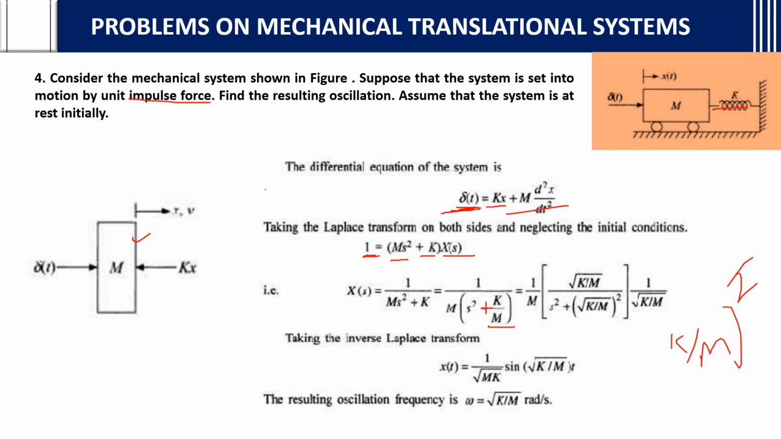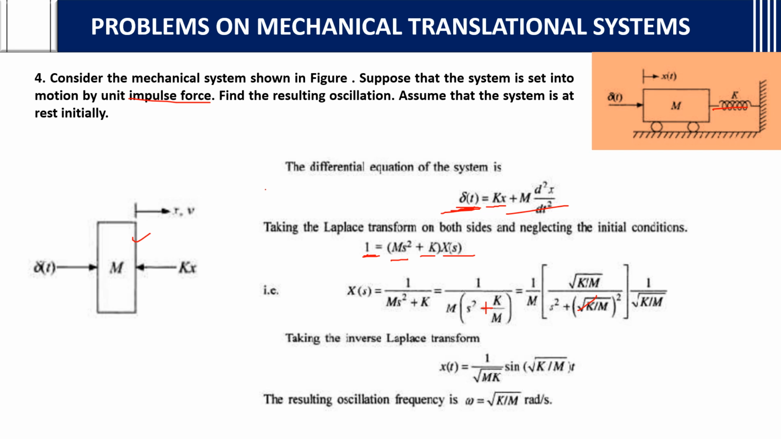So that is the reason why they took the square root and whole square, and they multiplied and divided by root k by m. If you cancel the square root and square, again you will get k by m only. Why they took it that way is because they are asking for the resultant oscillation. To find the resultant oscillation, we want this equation in this way.